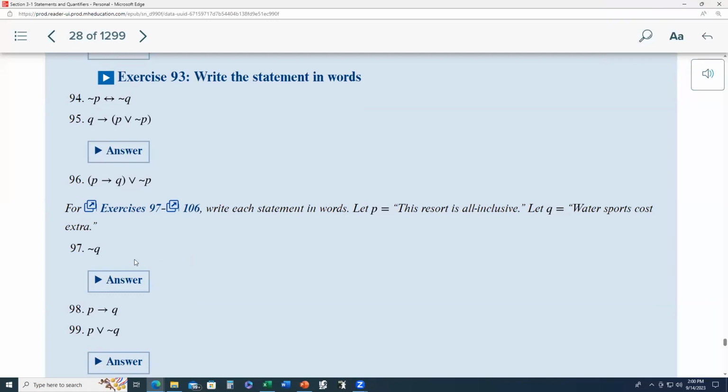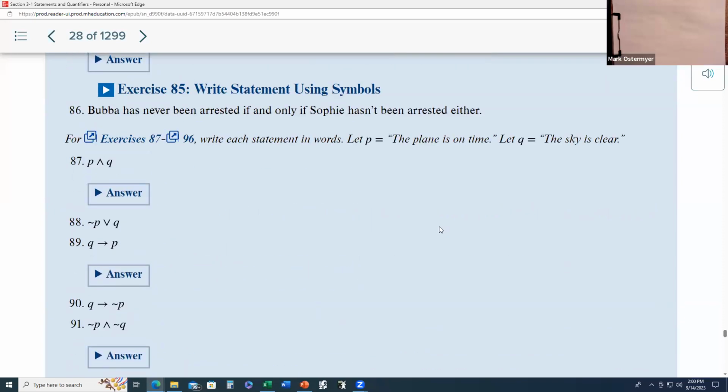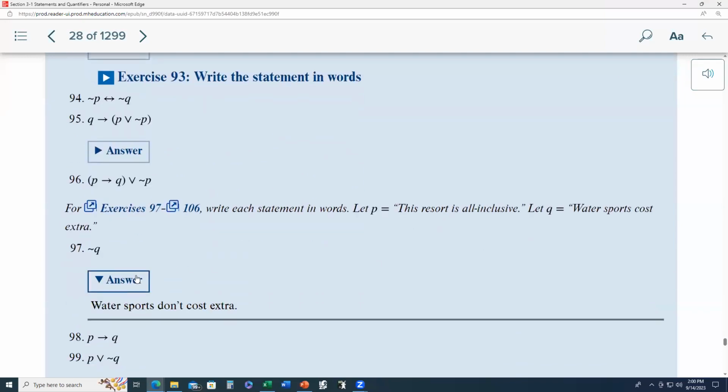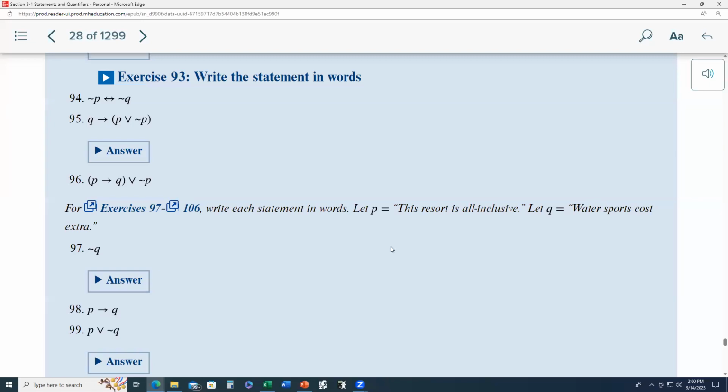All righty. Now, what do you think about 97? Negation of statement Q. Sky is not clear. Oh, wait, sorry. We changed it. It changed the definition of P and Q. Different problem. P is this resort is all inclusive. Q is water sports cost extra.